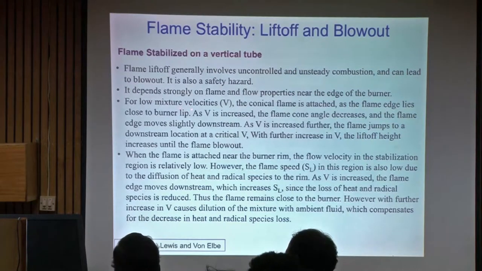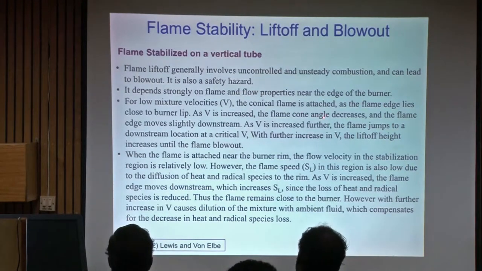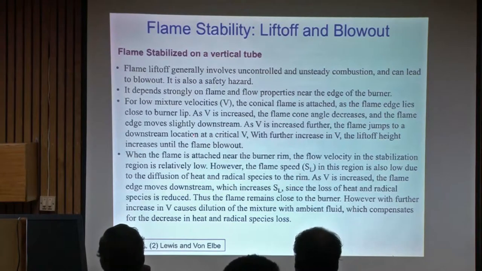Again, this is a repetition. At low velocities, you get a conical flame at the burner tip, with the flame edge lying close to the burner tip. As you increase the flow velocity, the cone angle will decrease and the flame will become longer and longer, and then it will go to a lifted position. If you increase the velocity further, it can blow out.